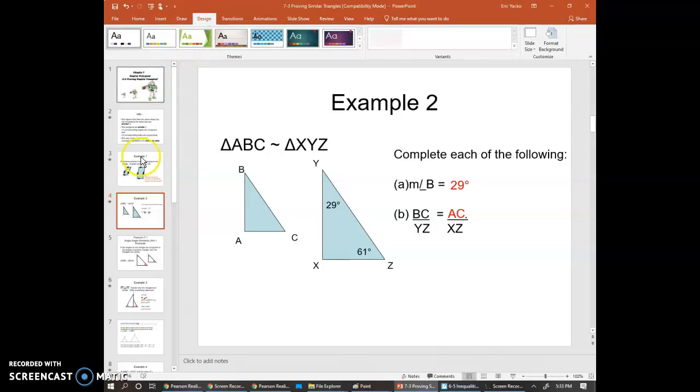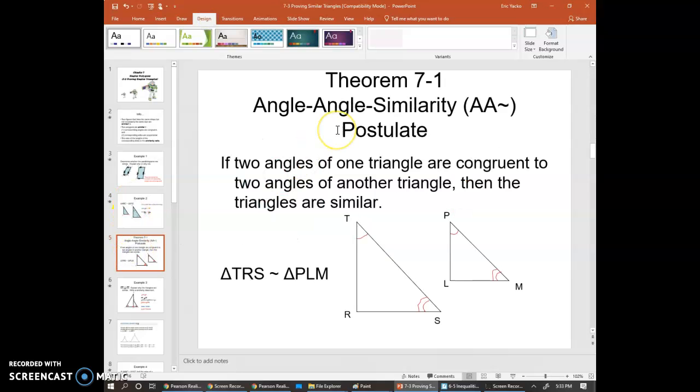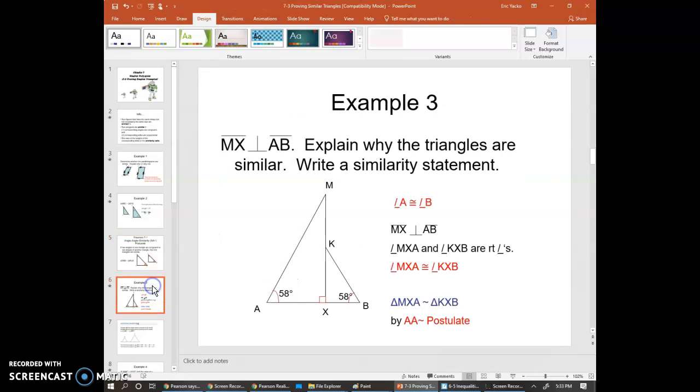All right, let's go on to our first theorem. This theorem allows you to prove two triangles are similar. It's the angle-angle similarity. All you need to know is two angles. If two angles of one triangle are congruent to two angles of another, then we know it's similar. Remember, by default, if you know two angles are congruent, the third ones are also congruent. So, angle-angle similarity theorem.